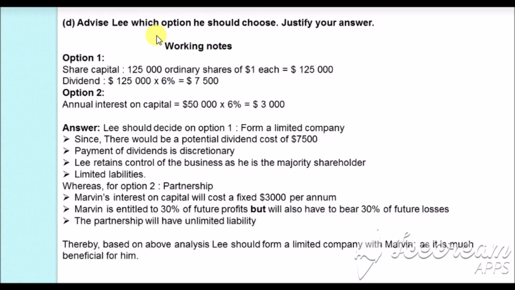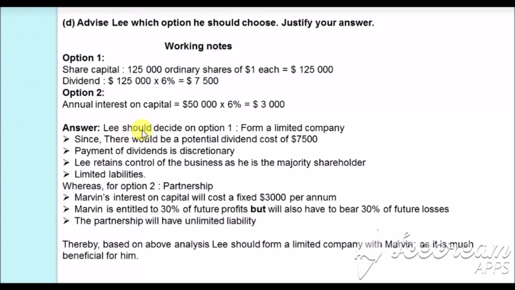In the debate of the question, we are asked to advise Lee which option he should choose, and we have to justify our answer. So we have done the calculation in the working notes, where we will start with the first option, where we have the share capital. They are 125,000 ordinary shares issued, and each is of $1. So when we multiply 125,000 times 1, we will get $125,000, and the dividend is 6% for this. So 6% of $125,000 will be $7,500. And for the second option, we have the annual interest which has to be paid to Marvin, and his capital is $50,000 times 6%, it will be $3,000.